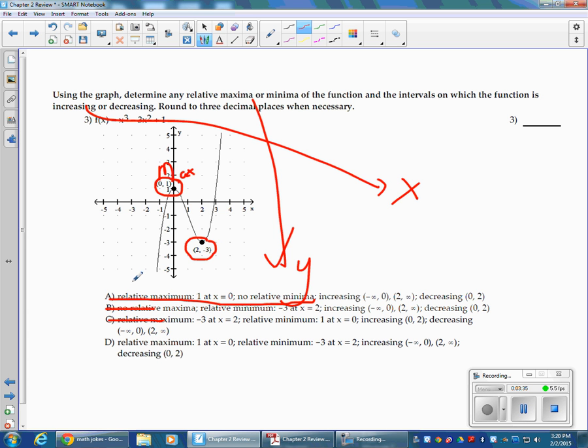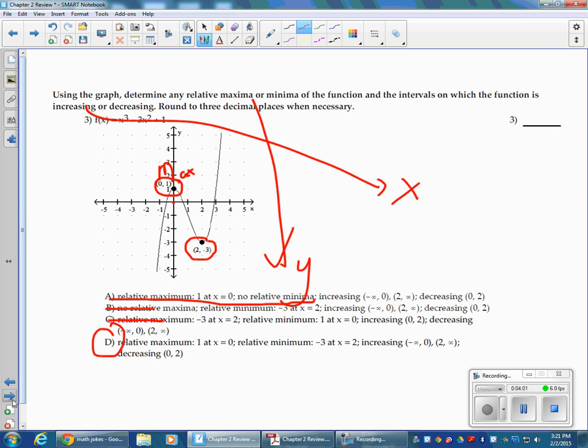It is increasing from, and increasing, decreasing are your x values. It is increasing until I get to 0. So -infinity with parentheses to 0. And increasing, decreasing, remember, uses parentheses. It is increasing again from 2 to infinity, and it's decreasing here between 0 and 2. So my answer is going to be D.